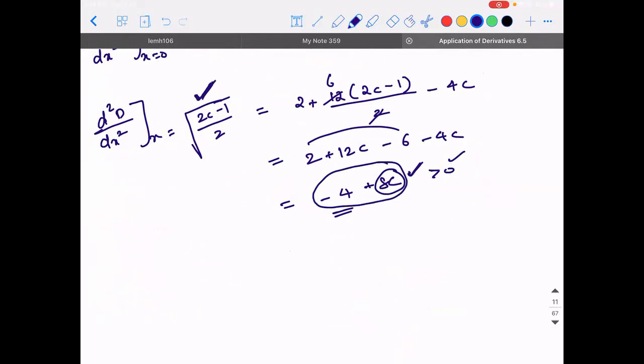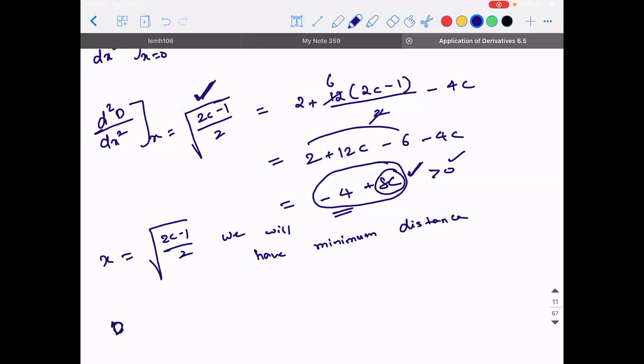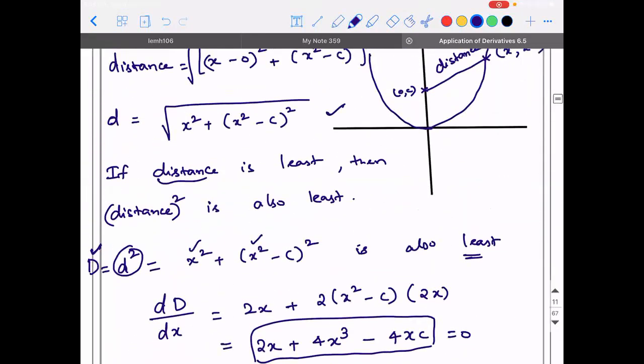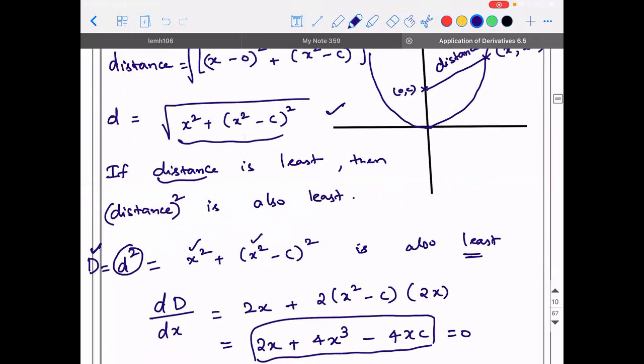So at this value of x, at x is equal to root of (2c minus 1)/2, we will have maximum, sorry, not maximum. You will have minimum distance. But they're asking what is the value of distance. So you need to find small d. This is what you need to find.